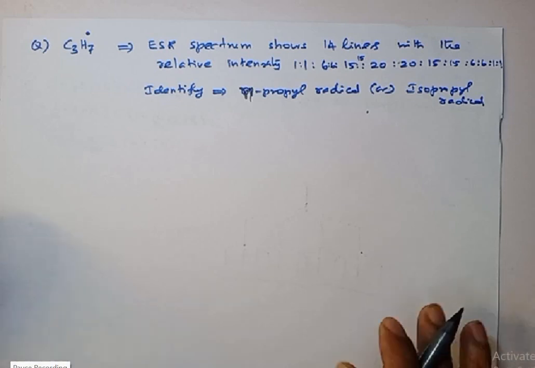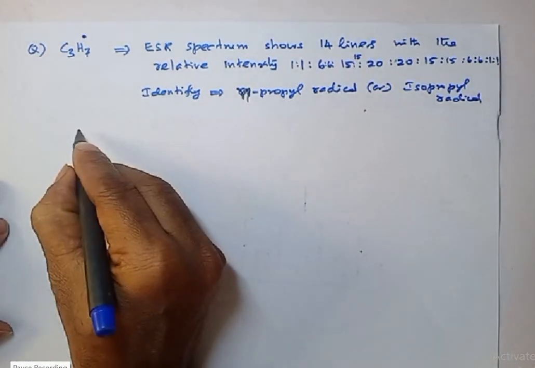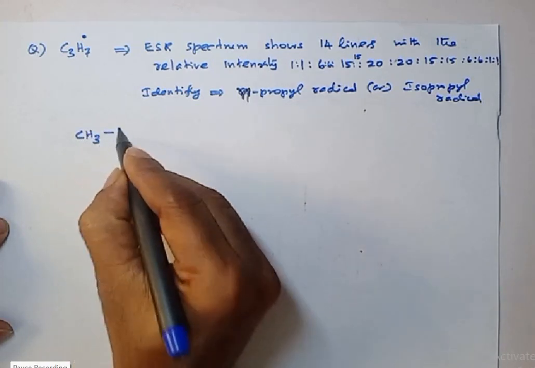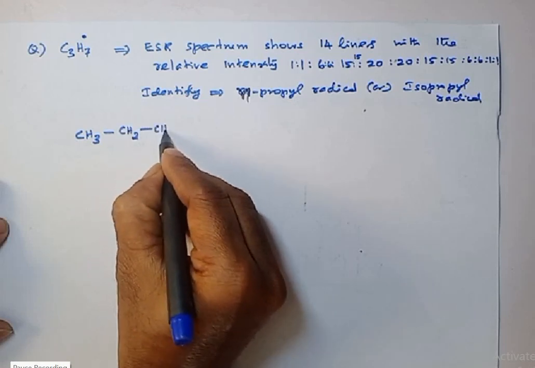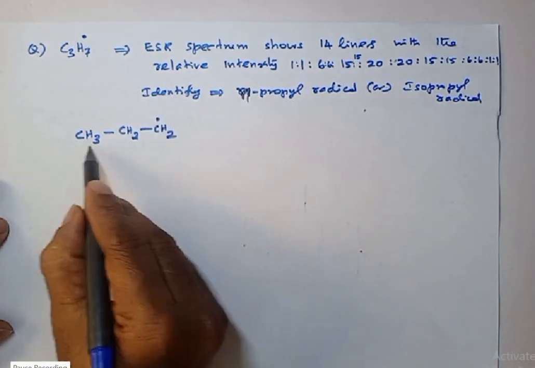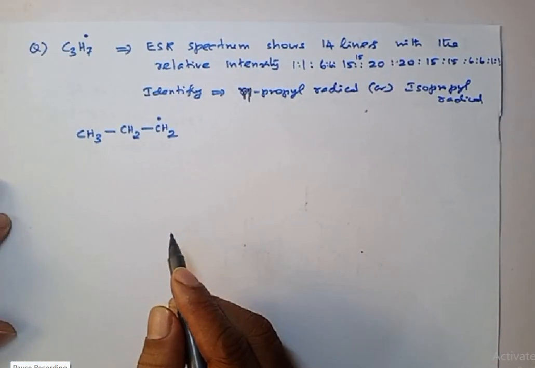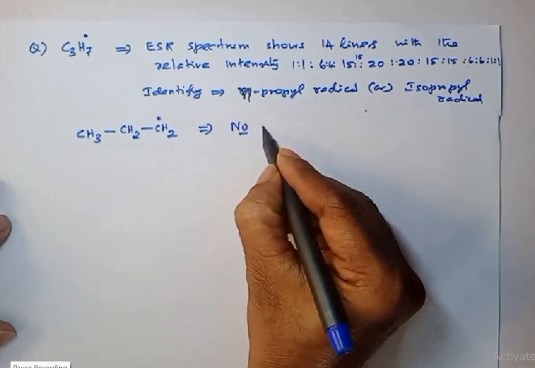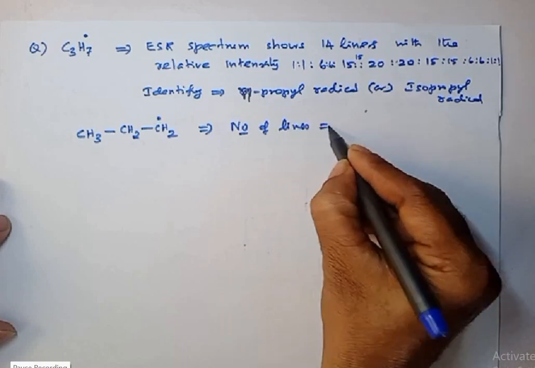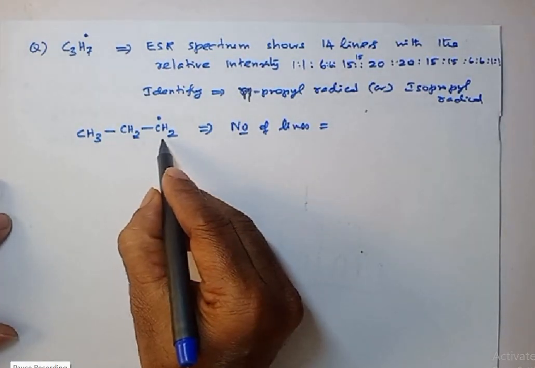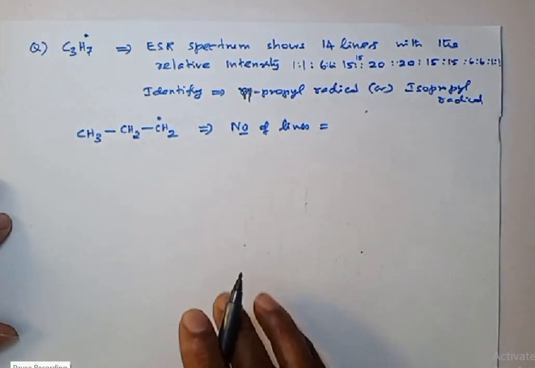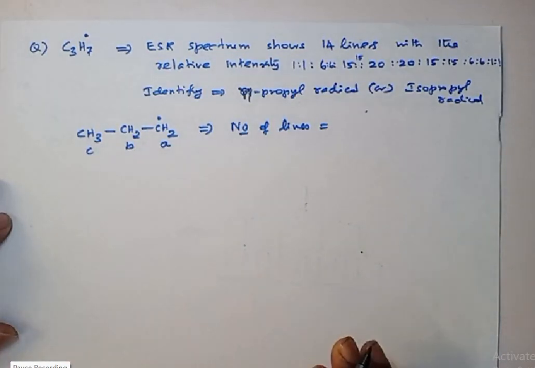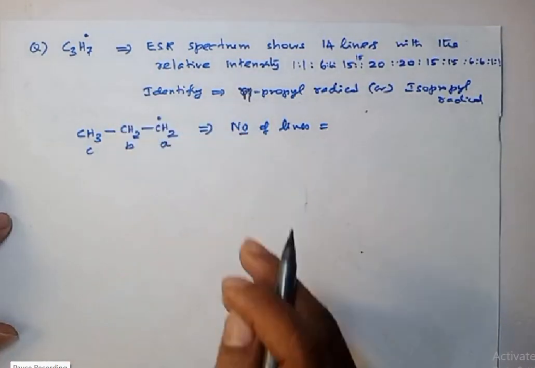Listen, suppose I calculate the ESR lines for n-propyl radical, CH3CH2CH2 dot. We have 3 carbons and 7 hydrogens. So we have one odd electron, so we get one signal, and that signal splits into many lines due to hyperfine interactions. These CH2 and CH3 groups are not equivalent. So if I take this as A proton, this as B, and this as C, they are all non-equivalent protons. Then you can use the n plus 1 rule here also.